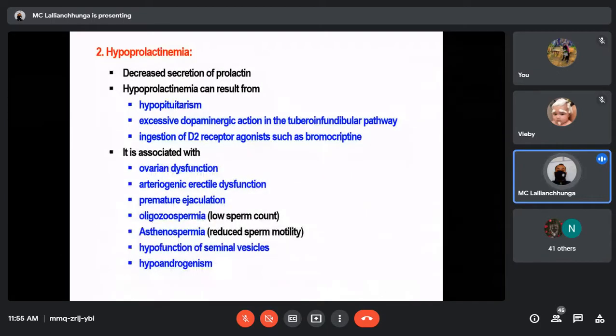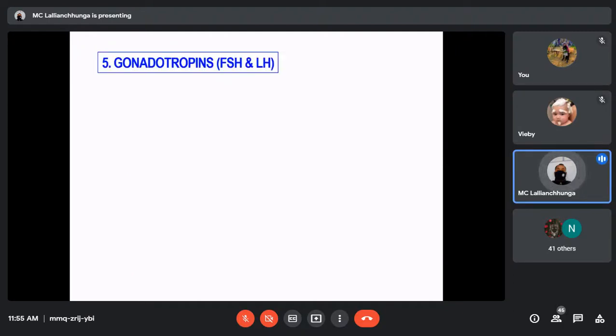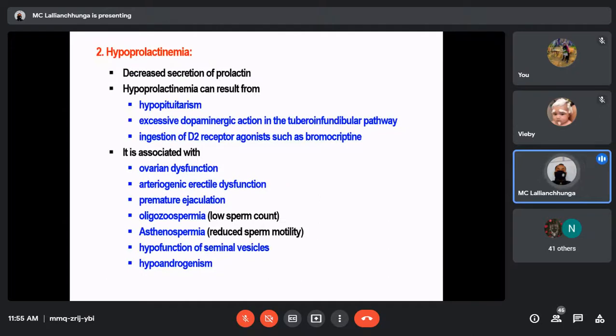Low production of prolactin is associated with ovarian dysfunction, arteriogenic erectile dysfunction, premature ejaculation, oligozoospermia, low sperm count, asthenospermia, reduced sperm motility, hypofunction of seminal vesicles, and hypoandrogenism, less production of androgens. Okay, so the meaning of this unit is that this prolactin is very much related to reproduction. Okay, that we have to remember. So this is what we get.